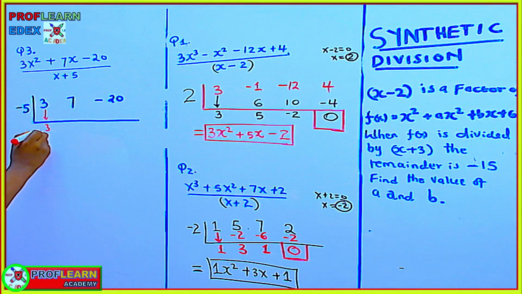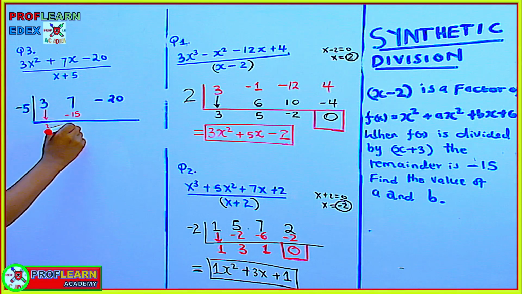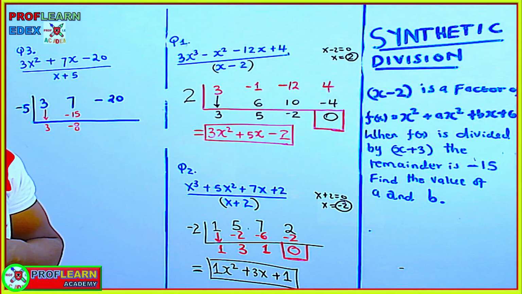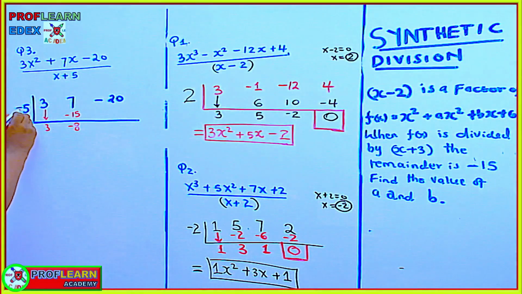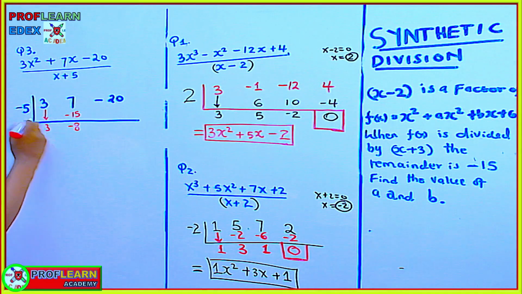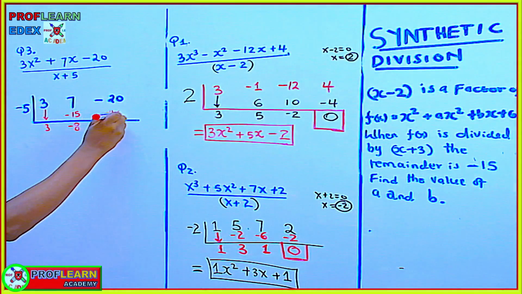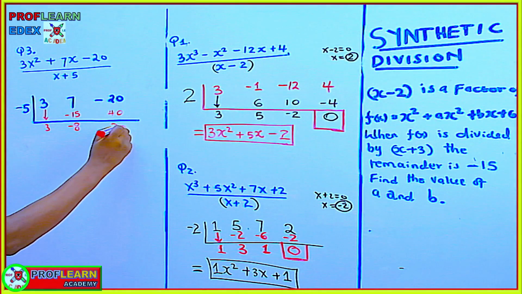Negative 5 times 3 will give us negative 15. 7 plus negative 15 is going to give us negative 8. Negative 8, right? Negative 8 times negative 5 is going to give us positive 40. So we shall write 40 here. Then if we add the two, we get our final answer, 20.